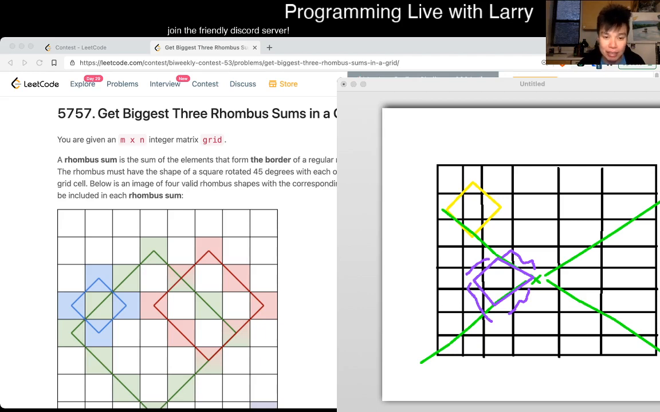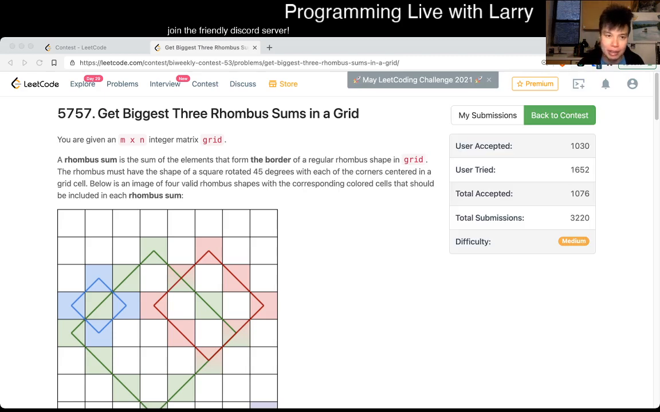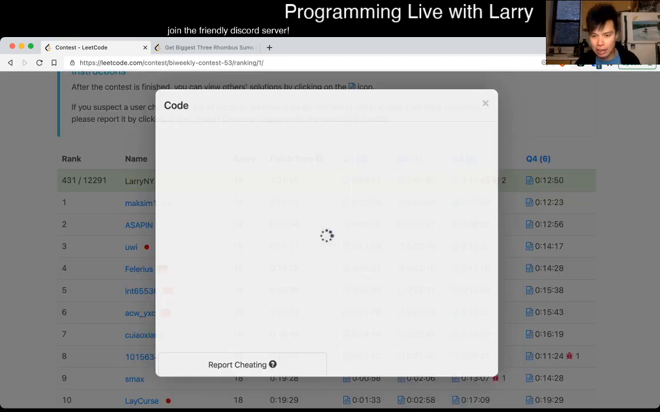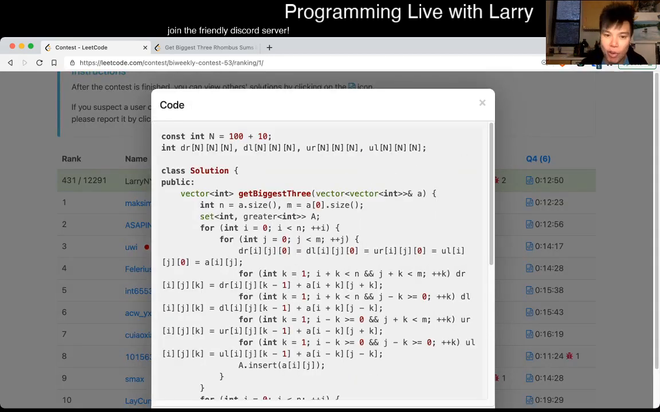But I did not think about this during the contest. I did it another way, which is unnecessary, but that's what I did. And I've seen some other solutions here, so just to go over someone else's solution real quick.